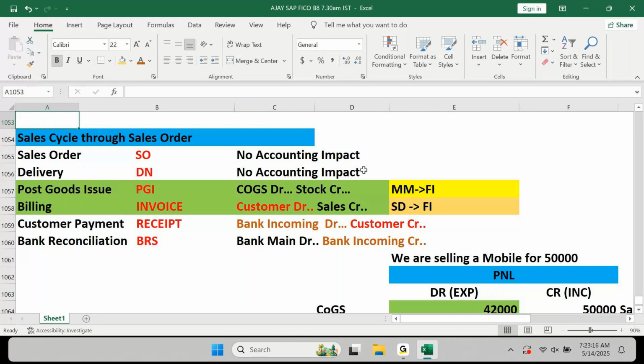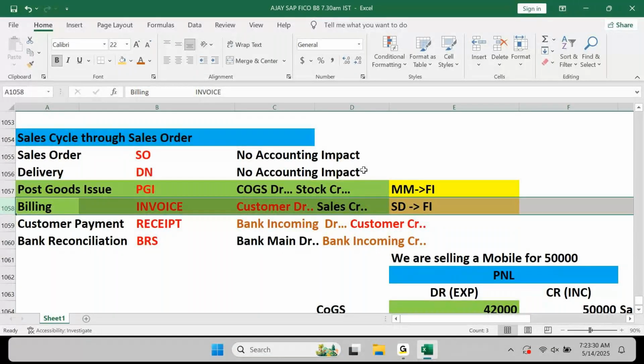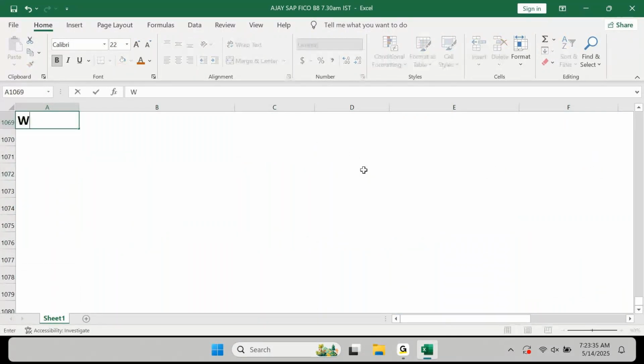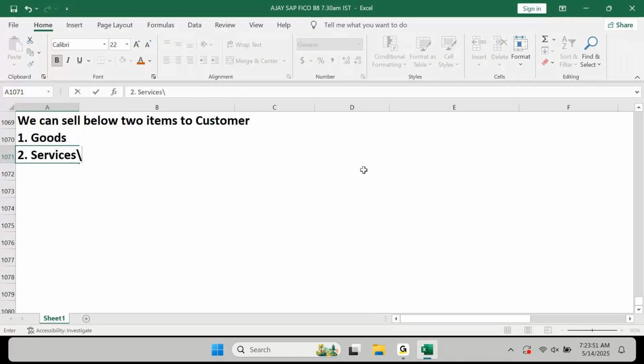And here one more point which you need to remember. What is this point which I highlighted now? This one, billing. When you're selling to a customer, we can sell two items to the customer. One is goods, second is what? Service. Agree with me? Yes, sir.